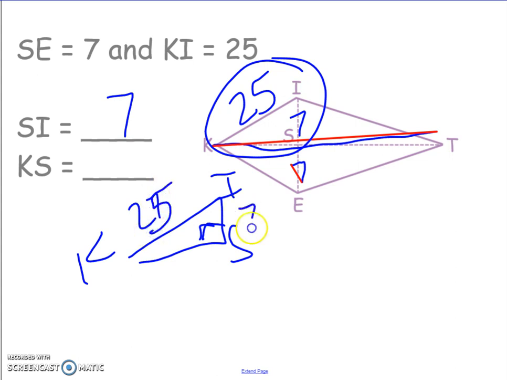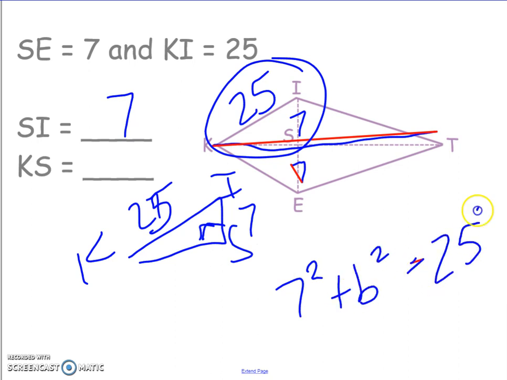25, and 7. So we can do a squared plus b squared equals c squared. 7 squared plus b squared equals 25 squared. And then this KS, that's what we're looking for. And when we do our Pythagorean theorem, we get 24.